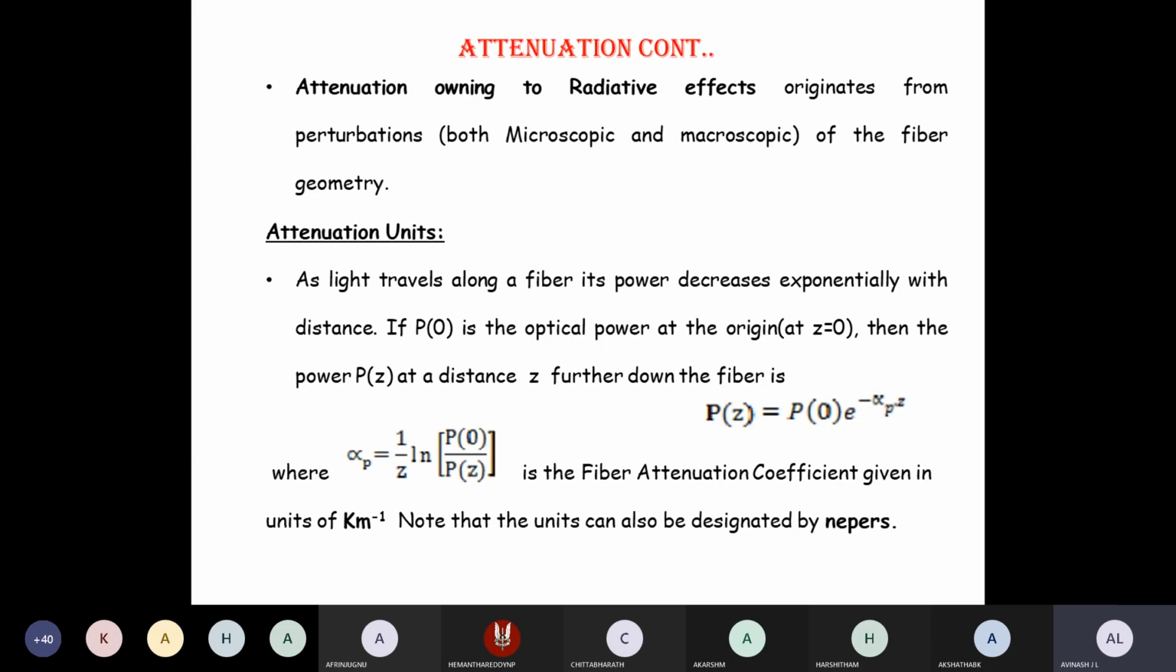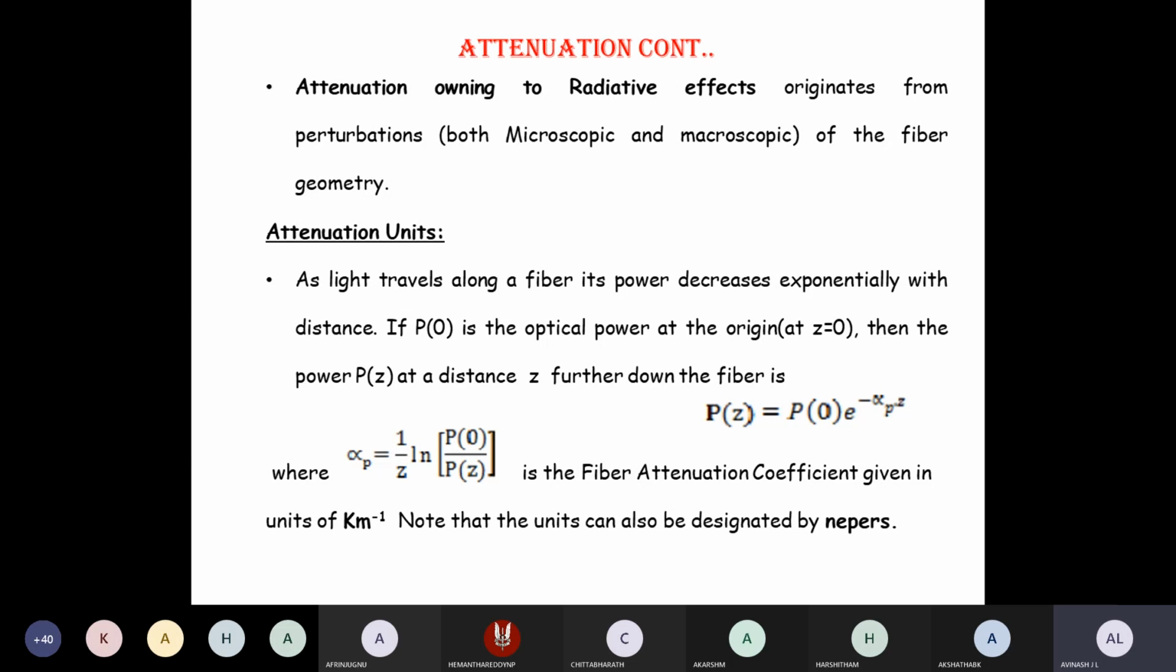So now let us consider the 0th meter, the starting point Z equal to 0, where power P of 0 is incident. Now I will go to 1 kilometer, or else I can go to 100 meters and check. At that 100 meters we don't know what the power is. That particular power, the instantaneous power, is given by P of Z at any point.